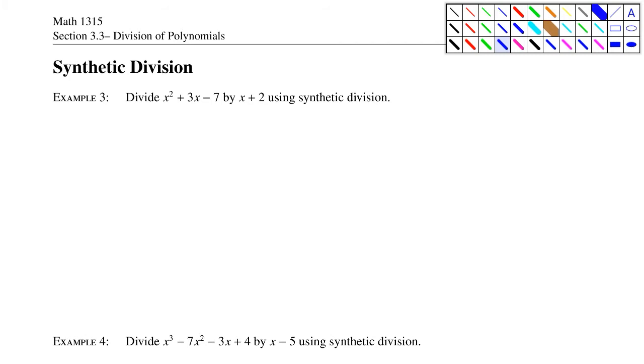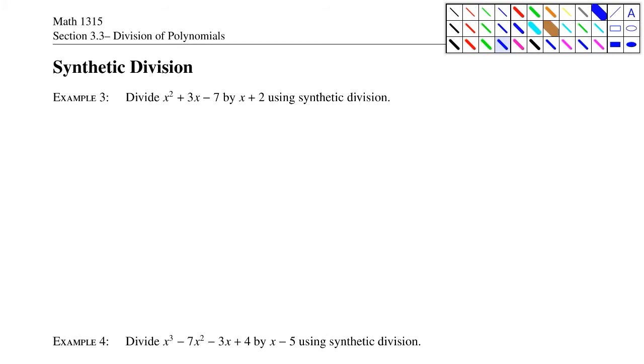Let's look at synthetic division. Synthetic division is a way of performing division of polynomials without having to write all the variables down, and you just keep track of everything. Example 3 is divide x squared plus 3x minus 7 by x plus 2 using synthetic division. So it's the same problem as before. We should get the same answer.